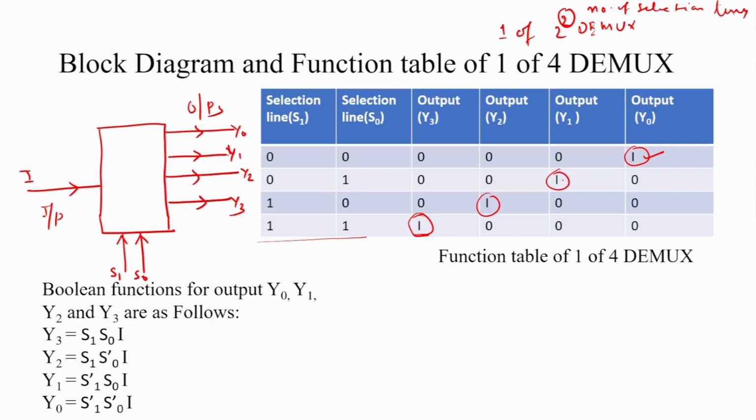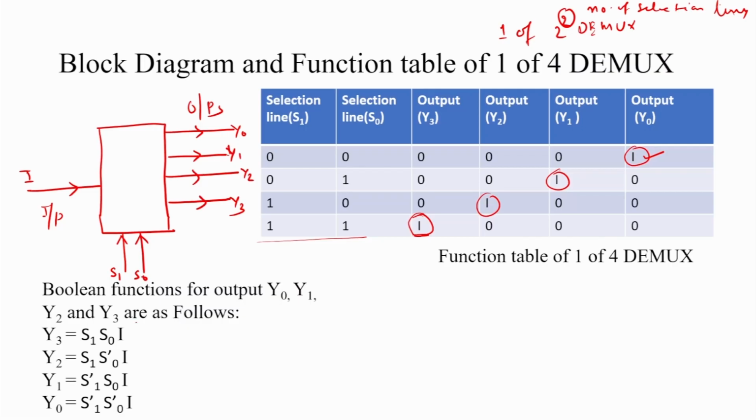that is reflected through output line y1, and the rest of the outputs are 0 0. A similar case happens with selection line value 1 0, where whatever the value of I is displayed through output y2. Similarly, when both selection lines are 1 1, output y3 is selected as I, and whatever the value of I is reflected through output y3.